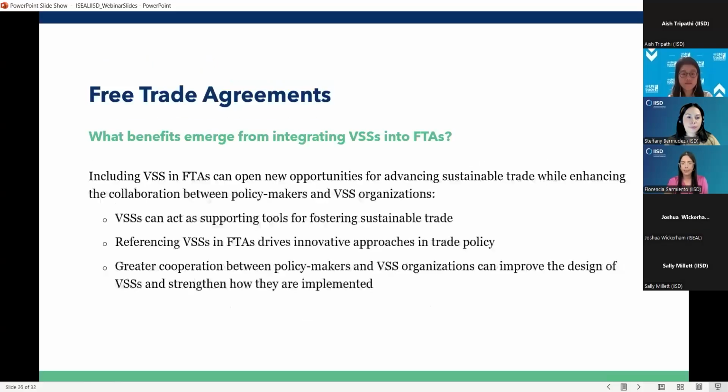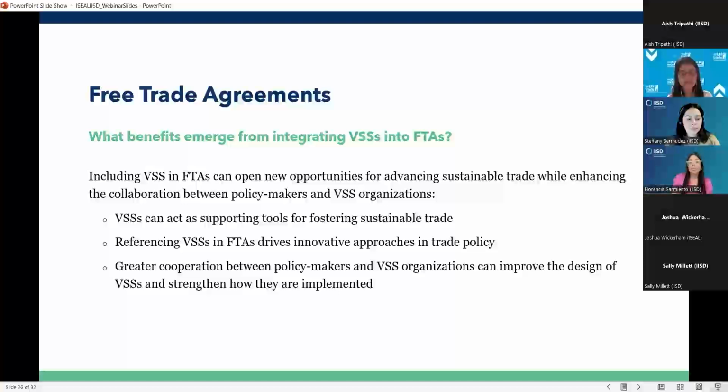Next slide. But despite the challenges or the issues of concern, we also put forward 3 main benefits and opportunities that can be opened by including VSS in FTAs. The first one is that VSS can act as supporting tools for fostering sustainable trade. They can be seen as a complementary mechanism for reinforcing public regulations.